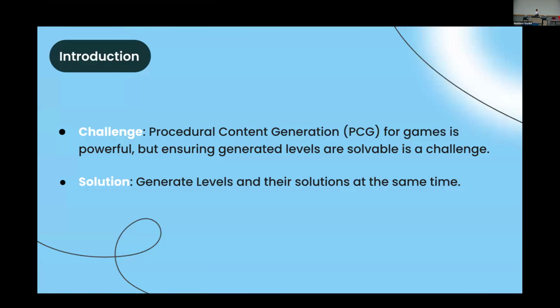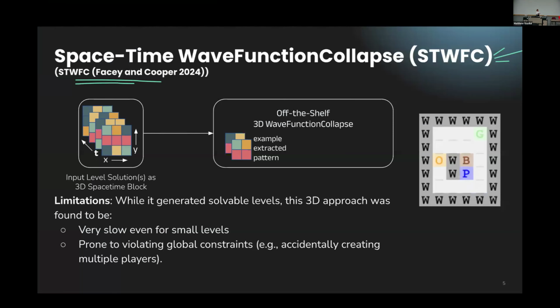So our motivation for this work is that we can use procedural content generation to generate static levels, but it's hard to ensure that those levels are solvable. And the way that we approach this is by generating levels and their solutions at the same time by formulating this as a space-time problem. This builds on work that I presented last year called Space-Time Wave Function Collapse.